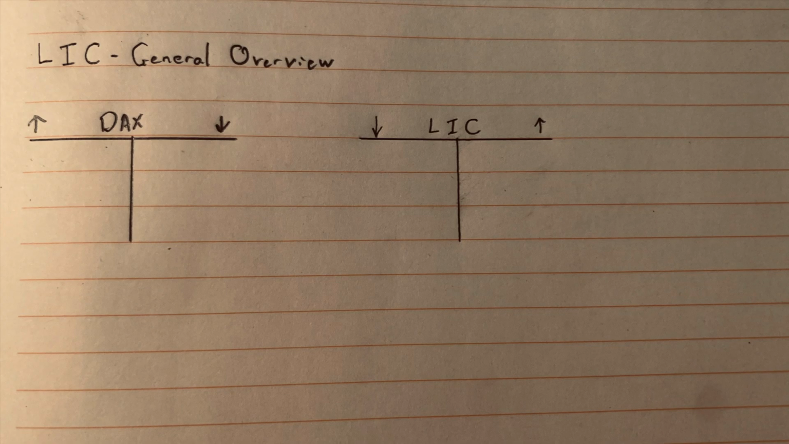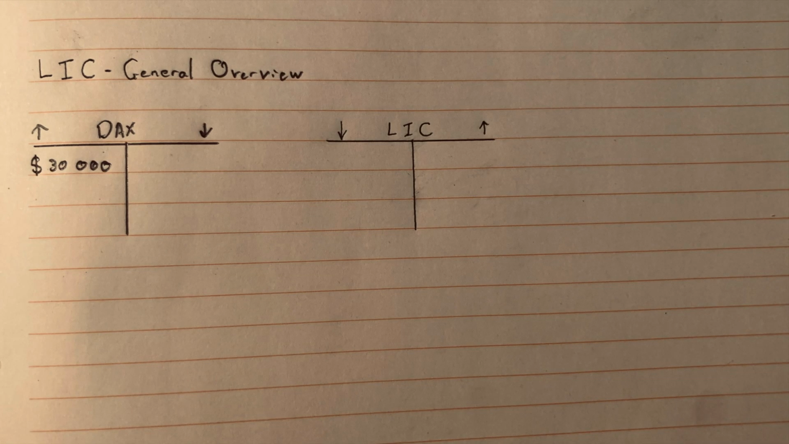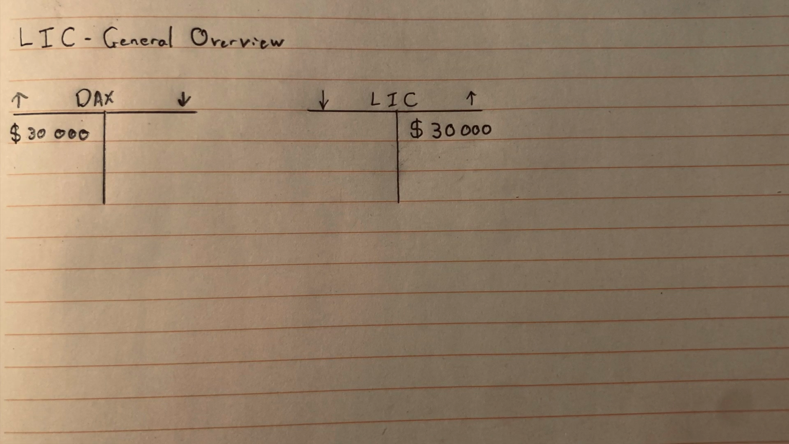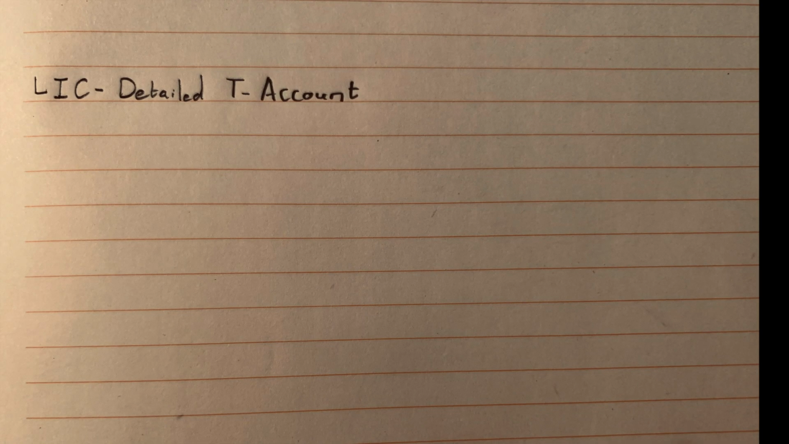So the $30,000 is actually trading inventory that we are purchasing. So in terms of DAX, it increases by $30,000 because trading inventory is a DAX account. On the LIC side, it increases in value as well, as we are purchasing the inventory on credit. So creditors' control will increase in value, which is an LIC account. So just like we did for DAX, let's do it for LIC and see a detailed T account.